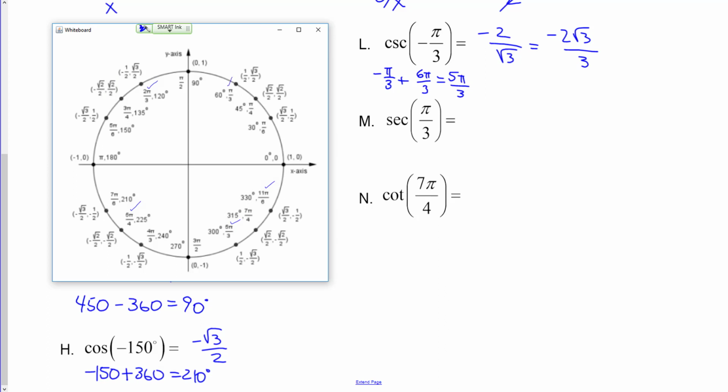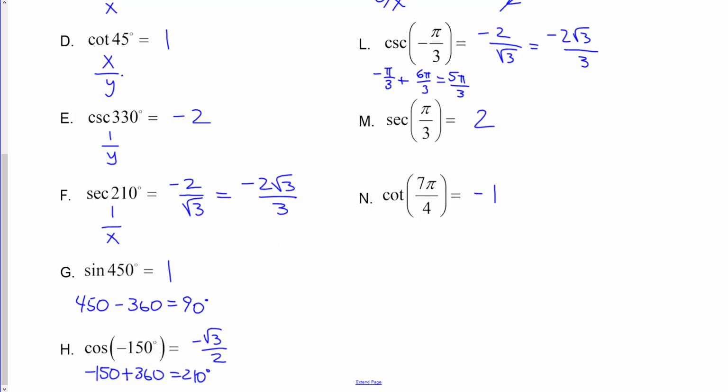There's pi over 3. And secant is related to the cosine, so it's going to be 1 over 1/2, which is 2. 7 pi over 4 is right here. Cotangent is x over y. Since they're both the same, it becomes 1, but there's a negative on the y-coordinate, so it should be negative 1. So as long as you have your unit circle handy, questions like those can go relatively quickly. Just take the time to draw out an accurate unit circle, and that will make those very easy.